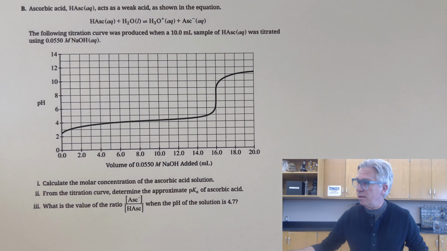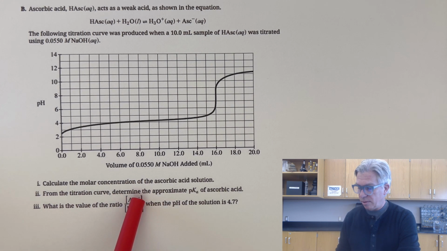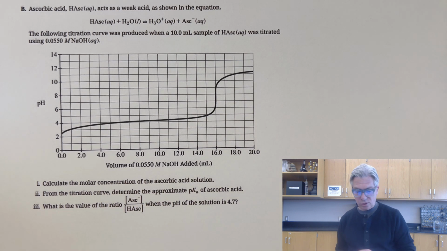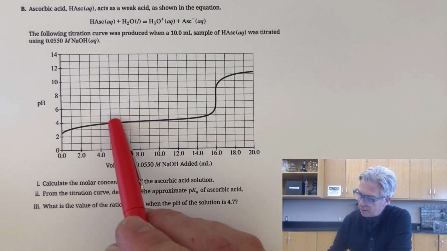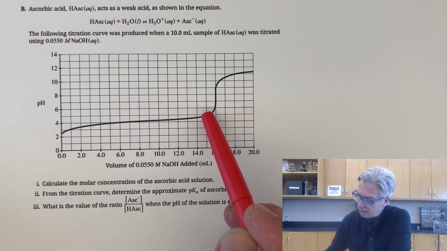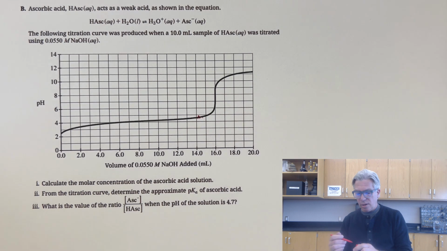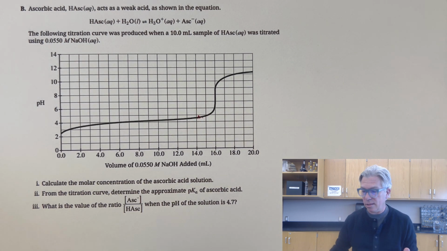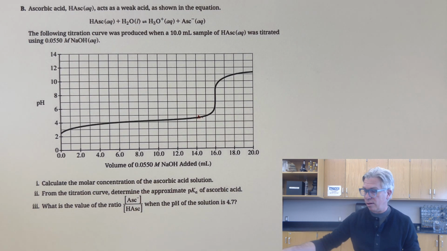And then the third part of this question, part 3, what is the value of the ratio of ascorbate ion to ascorbic acid when the pH of the solution is 4.7? So I'm thinking to myself, let's get an idea first of all. 4.7 is when we're right about here, so I'm right about there-ish, okay? And so I know I'm past the halfway point of the titration. So I'm going to guess there's more ascorbate ion than there is ascorbic acid. So the ratio should be greater than 1.